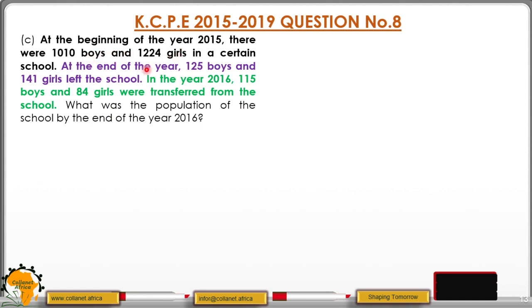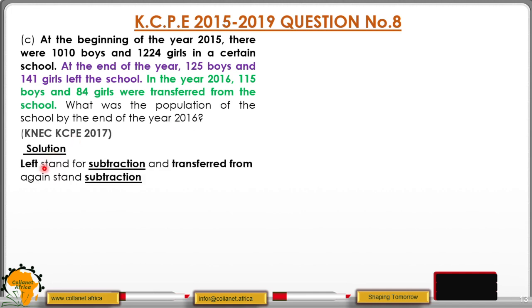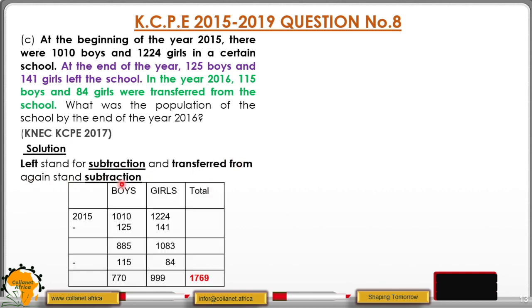So it is good to read sentence after sentence and understand the terms used. So this was the initial. At the end of the year, 125 and 141 girls left. So left means you subtract. In this year, 2016, 115 and 84 girls transferred from the school. So they transferred, so they went to other school. So also means subtraction. So let us look at the solution. Remember, it was tested in 2017. Solution, left stands for subtraction, transferred from again stands for subtraction.